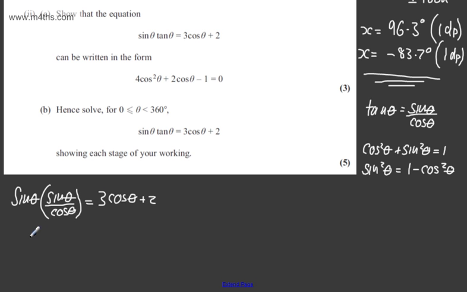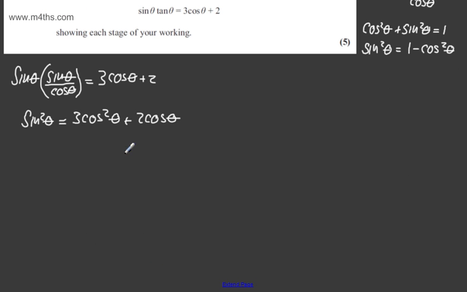Sine theta multiplied by sine theta is sine squared theta. I'm now going to multiply both sides of the equation by cos theta. That will give me 3 cos squared theta plus 2 cos theta. At this stage, I need to put the equation in terms of cos theta. So to eliminate sine squared theta, I'm going to use the identity here. We can state that 1 minus cos squared theta, which is sine squared theta, is equal to 3 cos squared theta plus 2 cos theta.